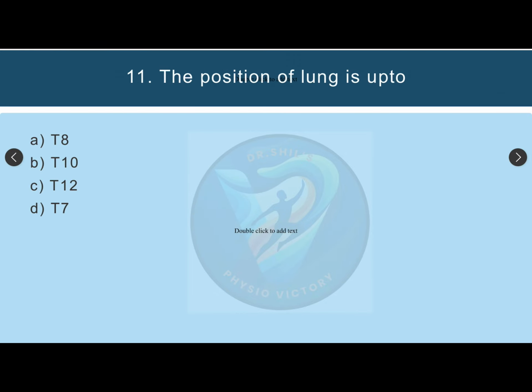Next question, the position of lung is up to option A, T8, option B, T10, option C, T12, and option D, T7. Here, the correct answer is option B, T10, and the pleura extends up to T12. Okay.